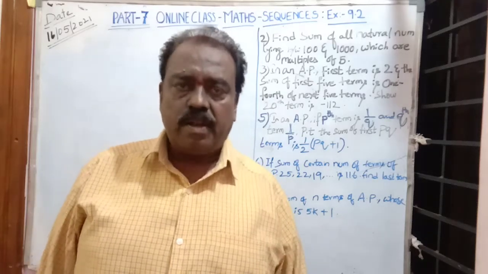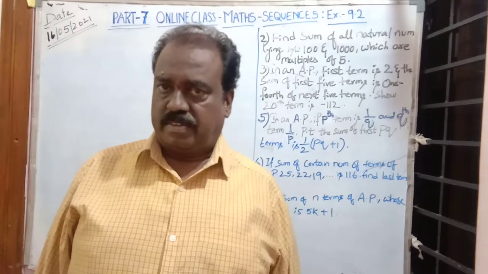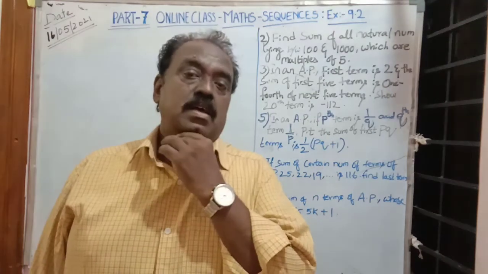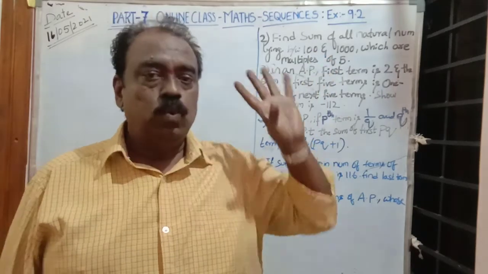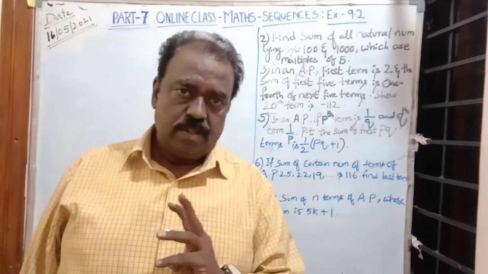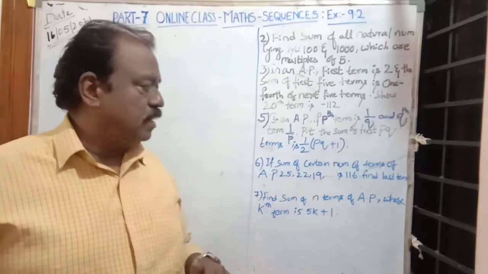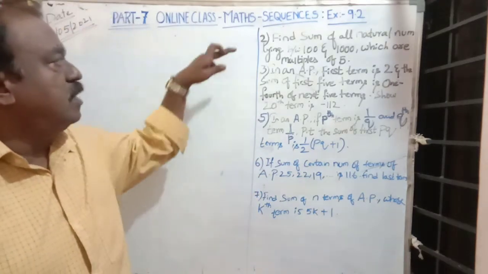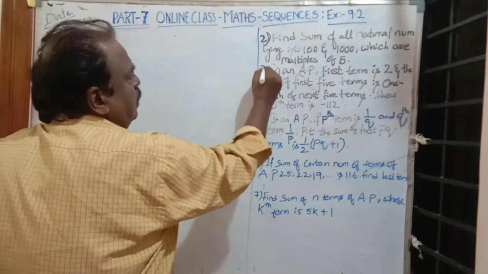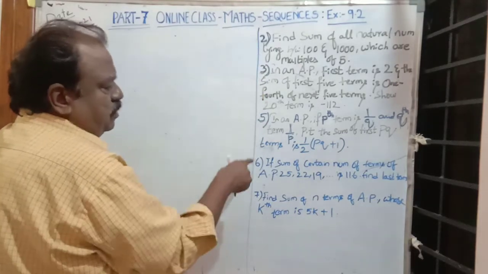We are on the online classes, Maths, ICS, and the chapter is sequences and series. In that chapter, we already solved the problems in exercise 9.2: the 14th problem, the 4th problem, and the first problem, which was solved in the previous part 6. Now, in order to make it as one order, I am going to solve the second, third, fifth, sixth, and seventh problems. Fourth is already there.